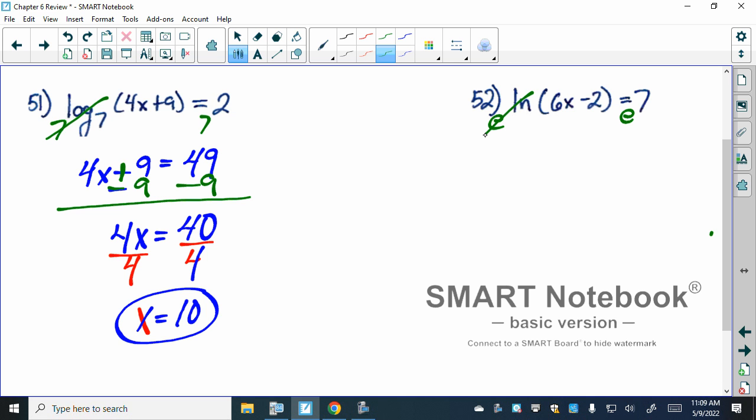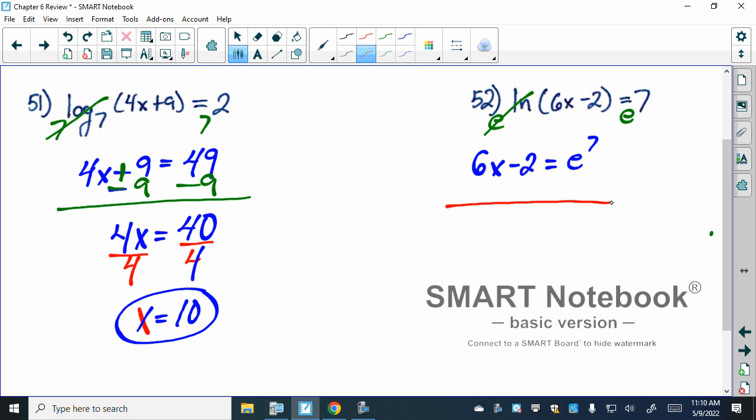E to the ln simplifies, telling me that 6x minus 2 is equal to e to the 7th. Is that going to be a nice number? No, because e is not a nice number to begin with. It's an irrational number. So for this problem, I'll leave it as e to the 7th. If it works out to be a nice number, might as well go on and simplify. If it doesn't, we'll leave it alone till the end. Now we just need to solve for the value of x.